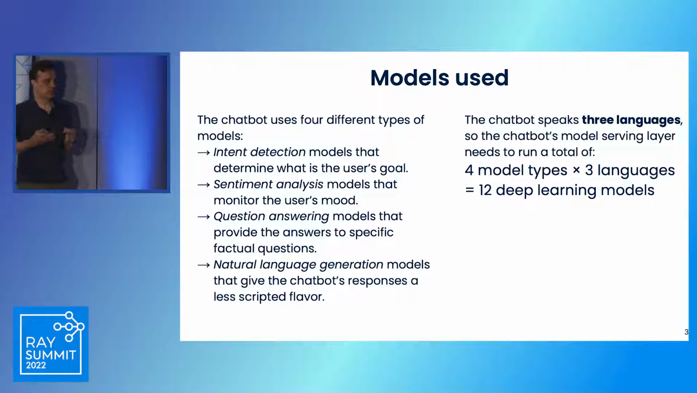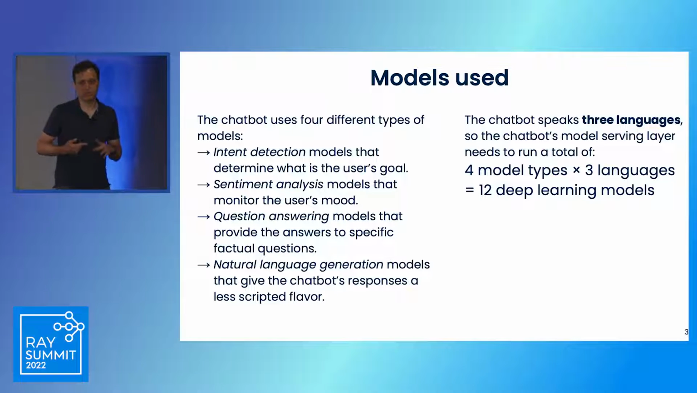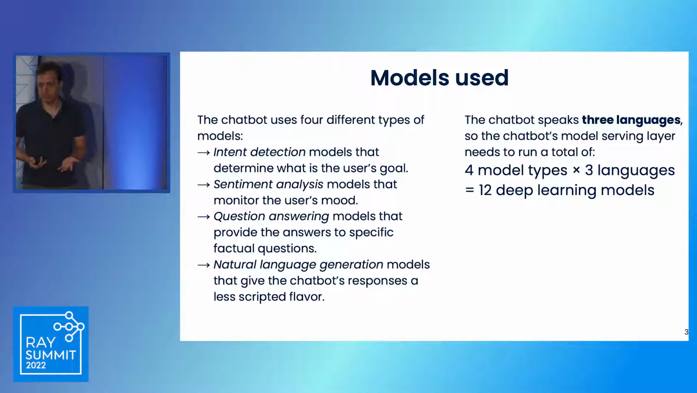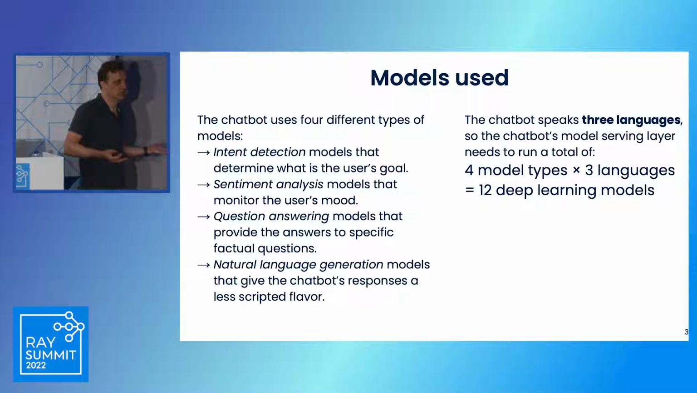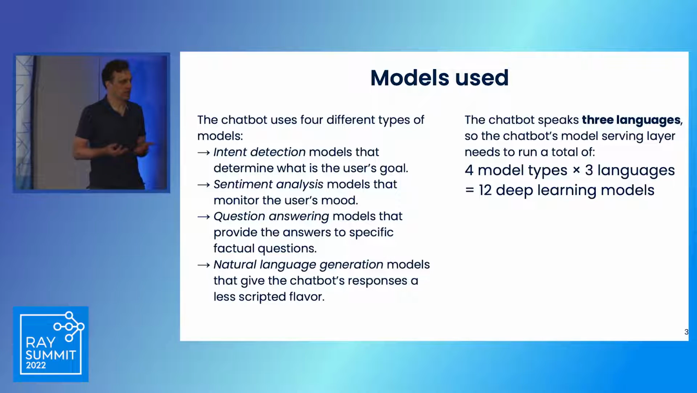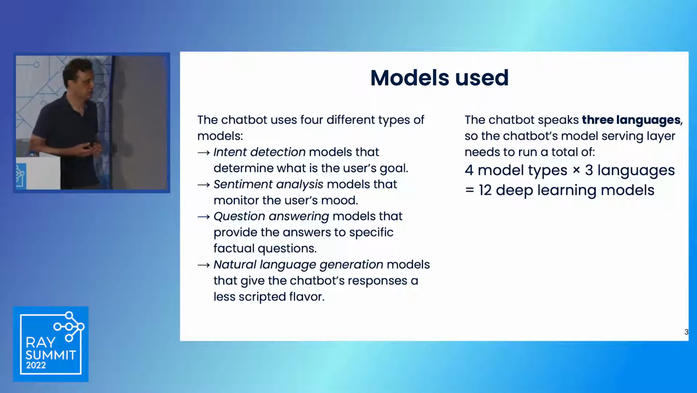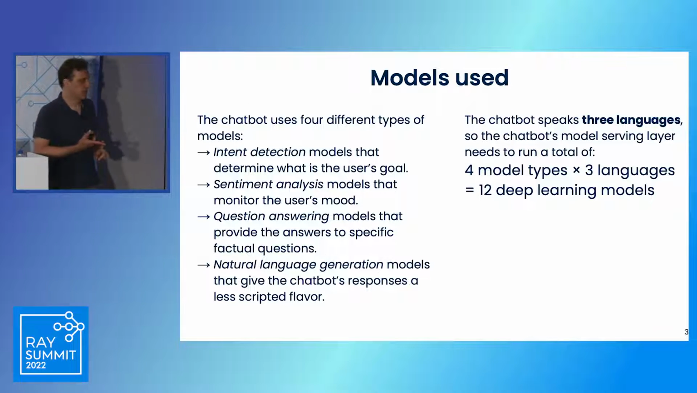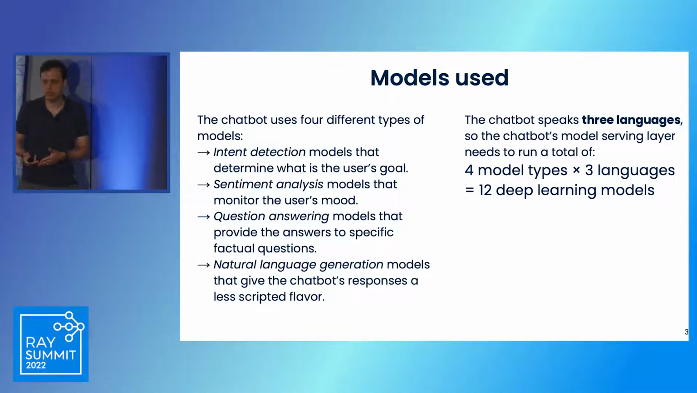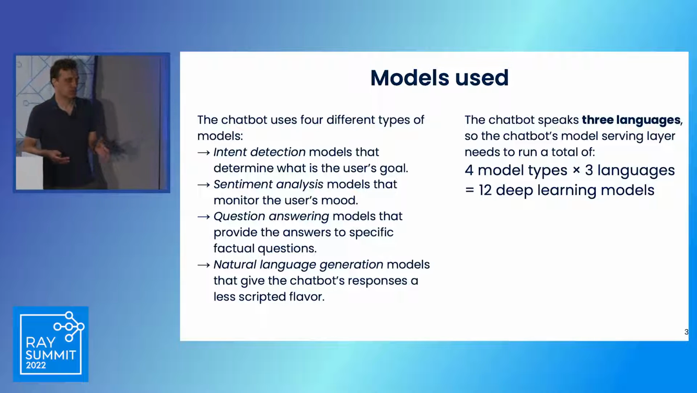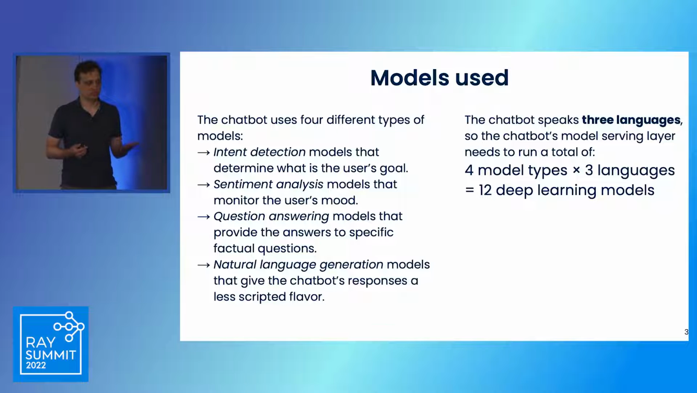Inside this model serving layer, our imaginary chatbot calls on 4 different types of models. We have intent detection models to judge what is the customer trying to accomplish. We have sentiment analysis models to judge what is the mood of the user. Are they angry? Are they happy? Are they feeling okay? Do we need to switch tracks to get them onto a real human customer service rep? We have a question answering model for dealing with small factual questions that need to be answered from our documentation. And we have a natural language generation model to make the responses from the chatbot have a more natural feel and not look so scripted.